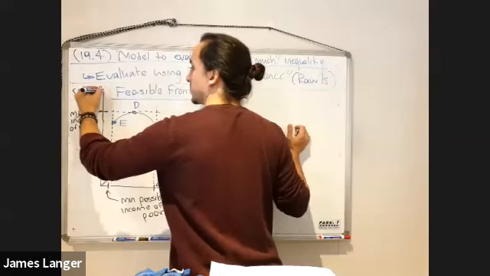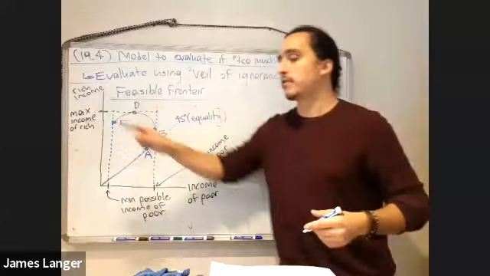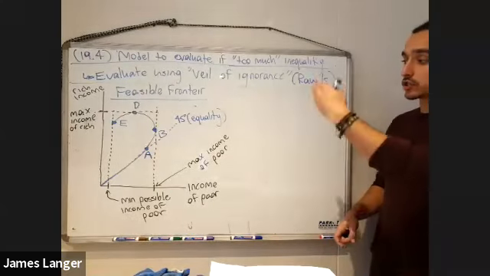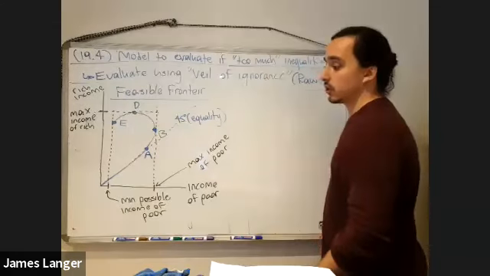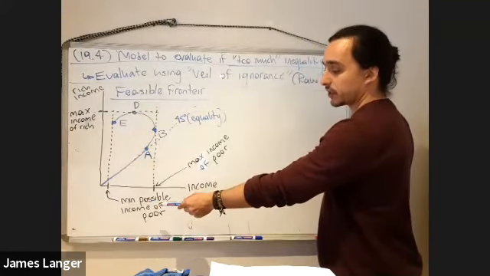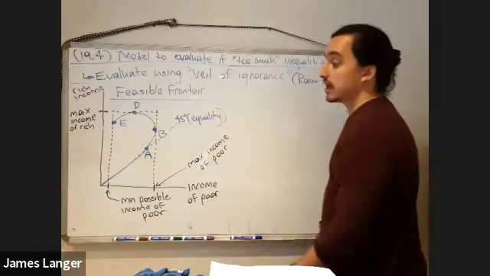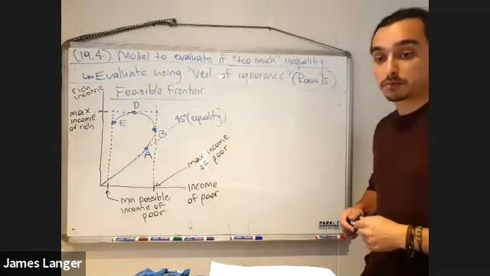And remember, my axes are income of the poor and income of the rich. Along this curve, we can see the maximum income of the rich is at point D. We can see that the minimum possible income of the poor is at point E. And it's at point B that we have the maximum income for poor people.